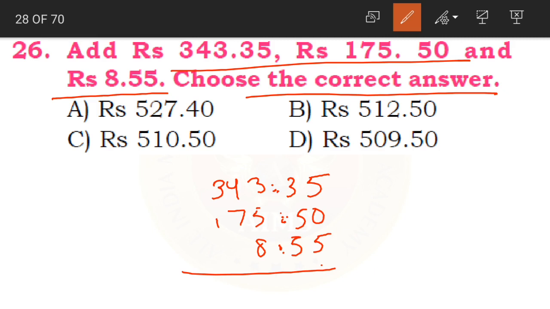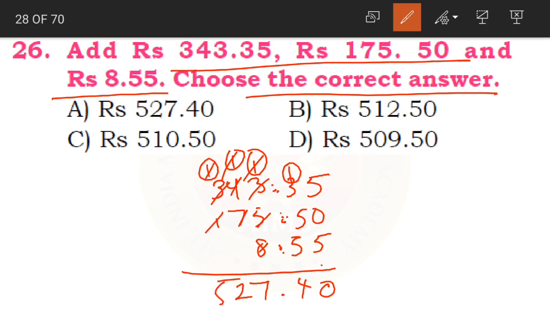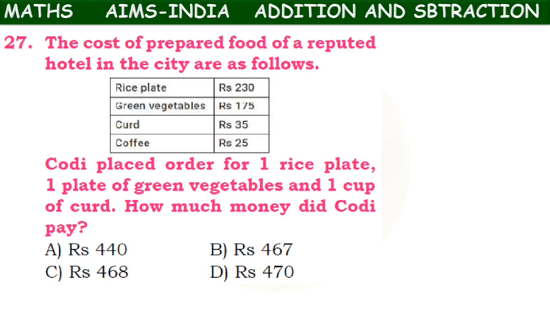Yes? Yes. Now 5 plus 5 10, 0 here 1 carried, 14, 1 carried. So I am doing the addition fast, children. 4 plus 5 9, 9 plus 8 17, 7 here 1 carried, 5 plus 7 12, 1 carried, 3 plus 1 4, 4 plus 1 5. What is the correct answer? 527.40. That is option number A.